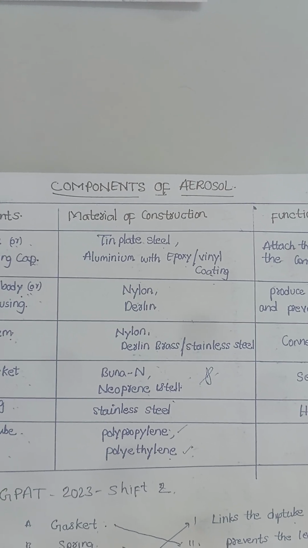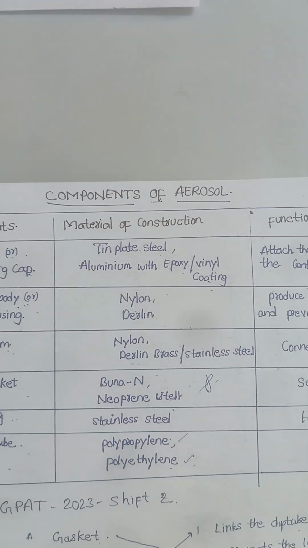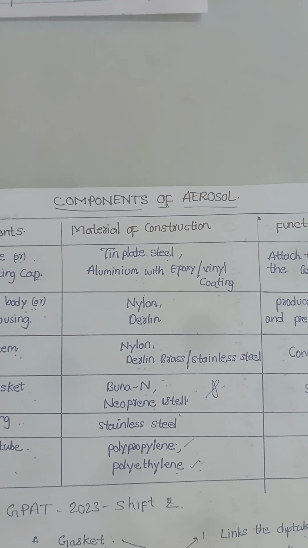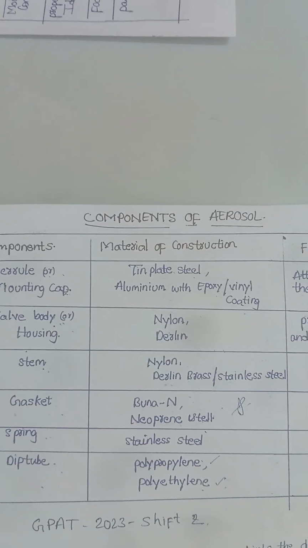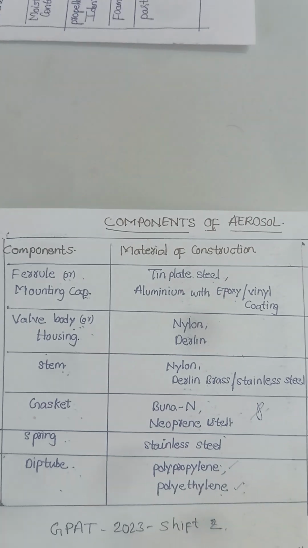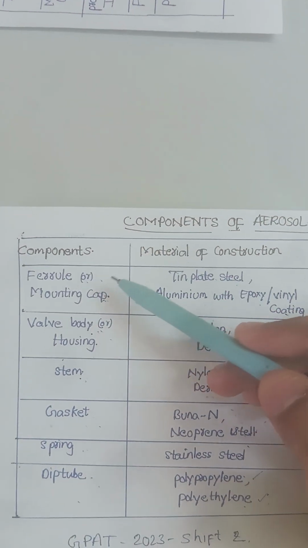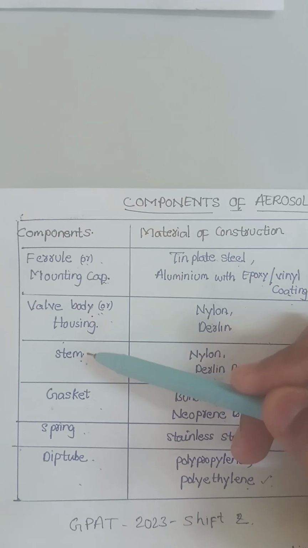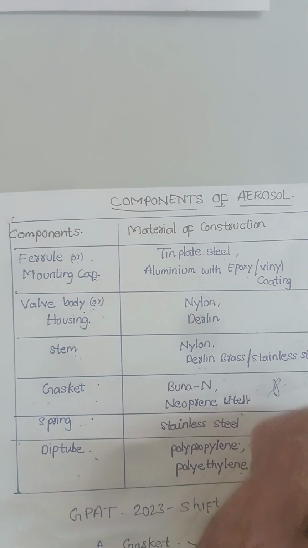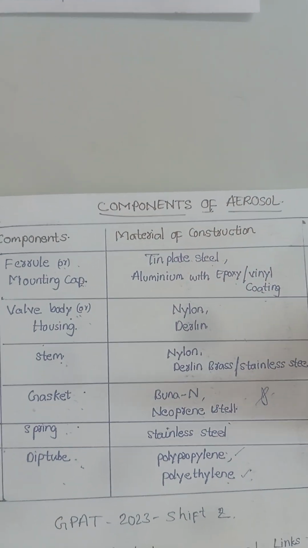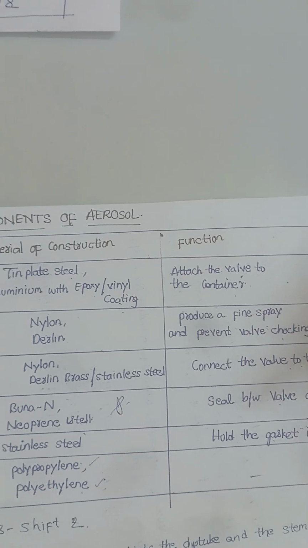In this video, we will discuss the different components of your aerosol container. Normally, pharmaceutical aerosols or any other spray bottles contain some components that help to expel the gases out of the container. Those components include your mounting cap, housing, stem, gasket, spring and dip tube. These components are constructed with specific materials and each component has its specific function.